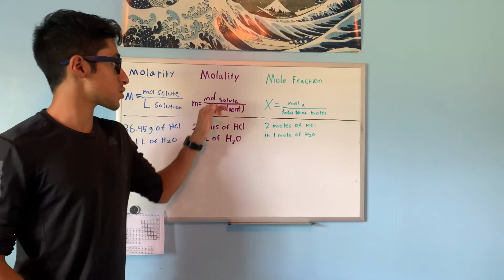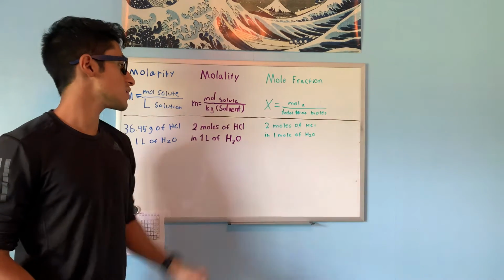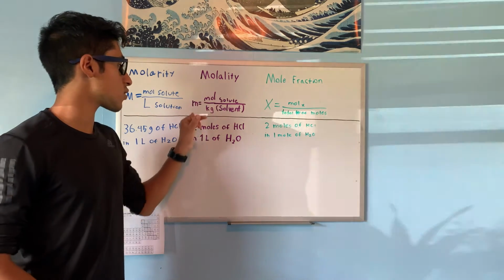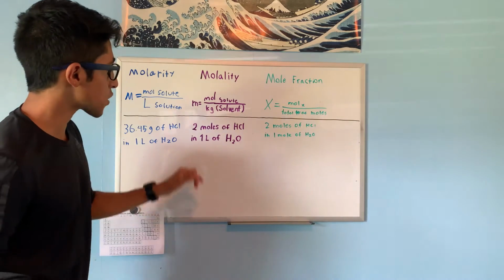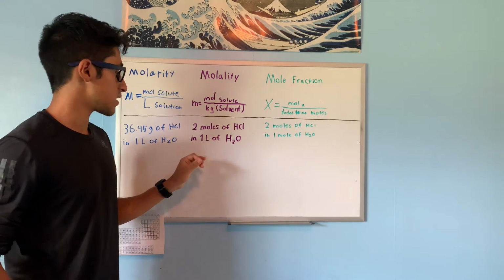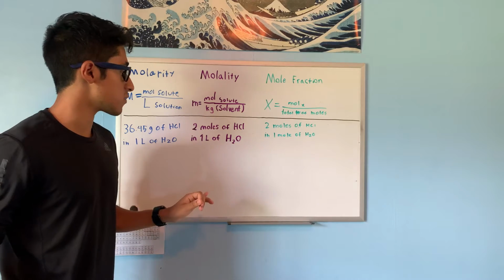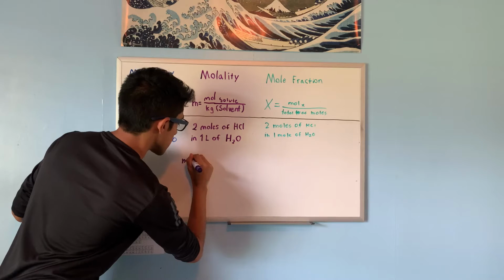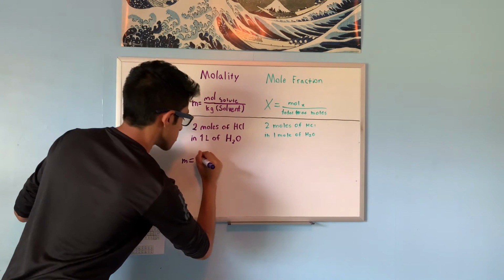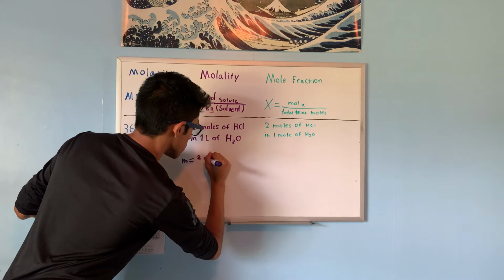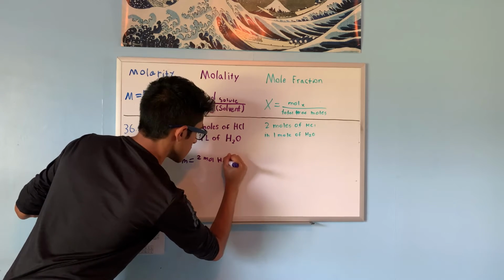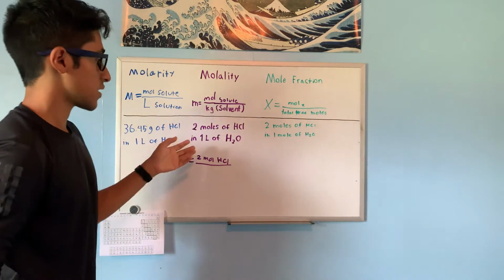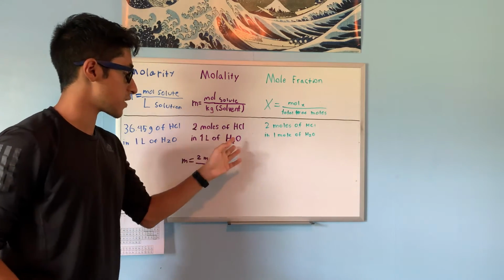What I'm going to do next is show you how to calculate concentration using molality. So remember that molality, little m, is equal to the moles of solute over the kilograms of solvent. So in this problem, we have 2 moles of HCl dissolved in 1 liter of H2O. So we have to calculate m. Little m is equal to moles of solute, which is 2 moles of HCl, hydrochloric acid, divided by, next we need to find the kilograms of solvent. In our problem, it says that we have 1 liter of H2O.